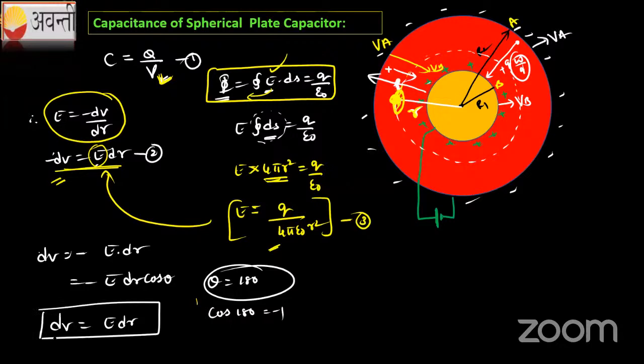Up to clear, right? Okay, next thing is I'm deriving in the next page. Okay, keep concentrate. We got one more equation, dV is equal to E dr. Okay, now I will substitute this E value here. Okay, q by 4 pi epsilon naught into r square. Clear enough? Is it clear?